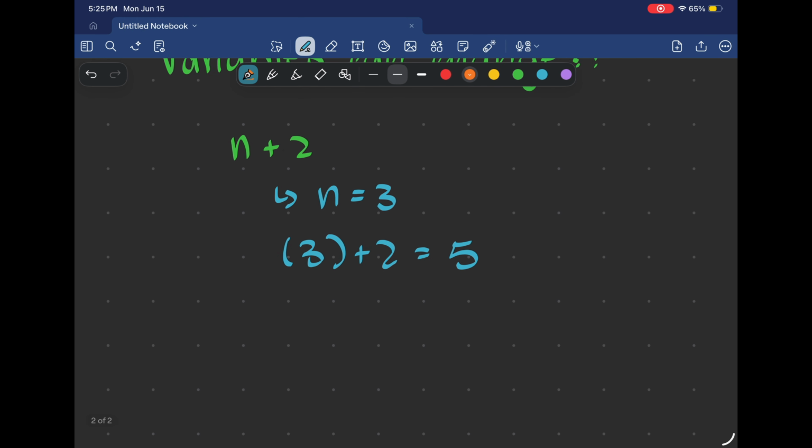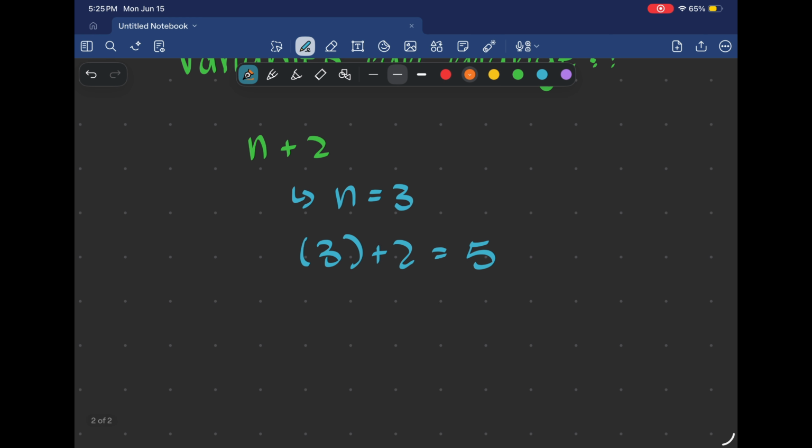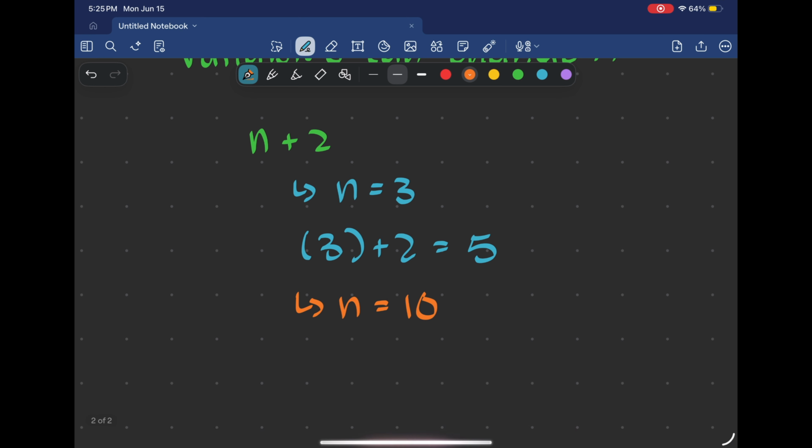But now, say that we are given the value of n equaling 10. We have to substitute 10 in for n now, making it 10 plus 2 is equal to 12. The expression stays the same, but the answer changes because the variable's value is changing. This introduces the idea that variables can vary, and that's where the name comes from, variable.